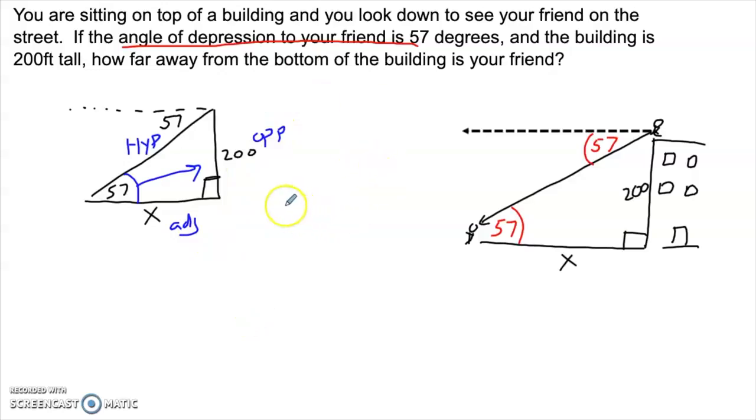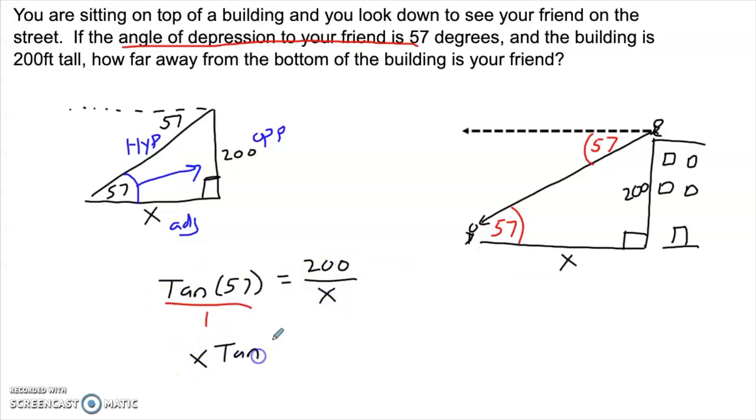So this is another tangent problem. We can say that the tangent of 57 is the opposite 200 over the adjacent x. That will give us x times the tangent of 57 equals 200. And here we still need to divide both sides by tangent of 57. So x is actually 200 divided by the tangent of 57.